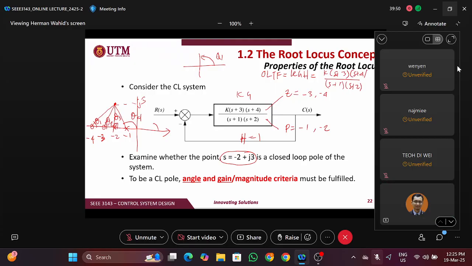As what we have done just now, we tried to use the magnitude criteria in order to test for the fulfillment of the closed loop poles, right? But now if we try to use that, is it the same thing? If we test by using the magnitude criteria, for example, we have KGH, suppose it's equal to 1, and we have just now the S3, S4, S1, S2.